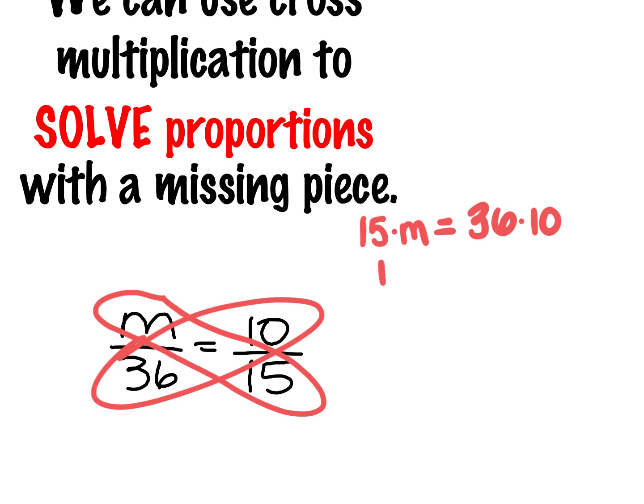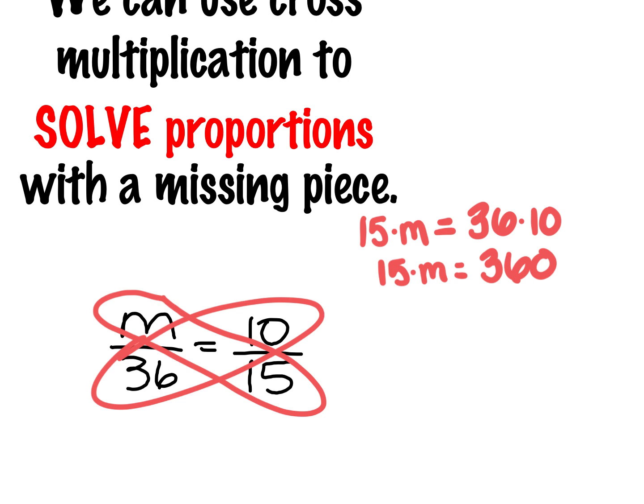I still don't know what 15 times m is, so I'm going to just bring that down. Kind of like if you were solving order of operations and you're working your way down the page, right? What is 36 times 10? 360. So I know that 15 times some unknown number has to equal 360.